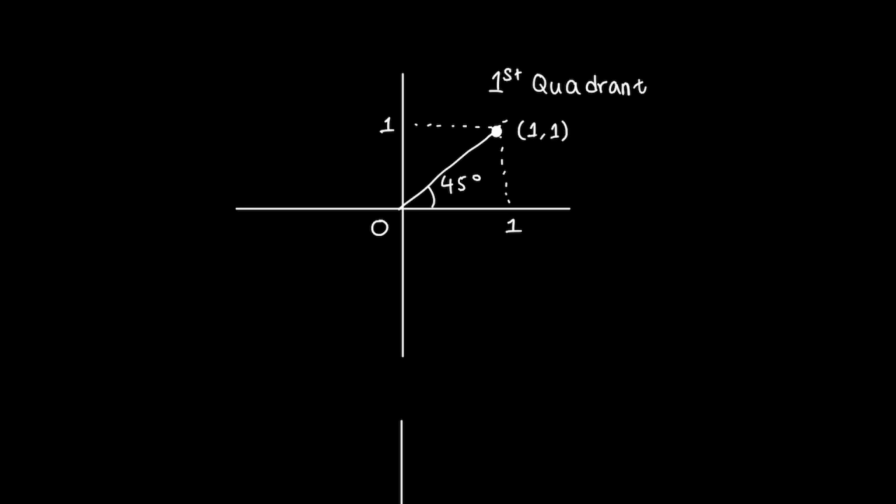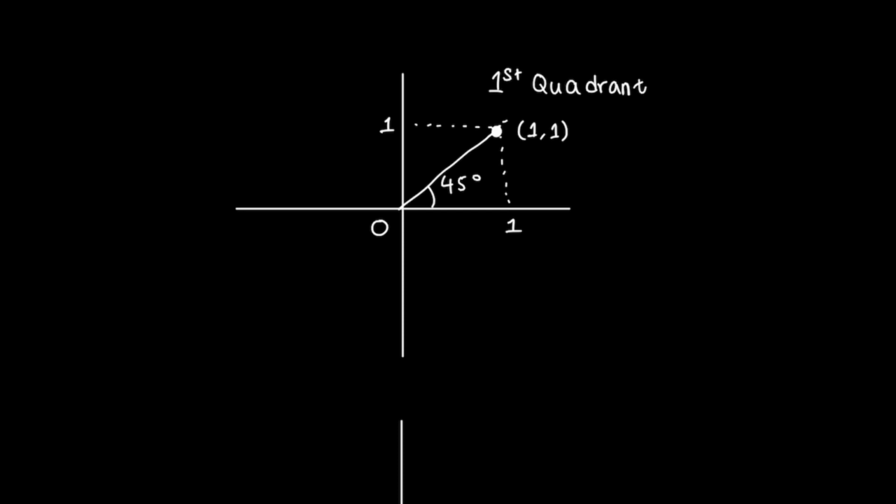Alright, so first we're going to look at the first quadrant. We draw a random line in the first quadrant, and let's just assume that the angle is 45 degrees, because at 45 degrees this line can have a coordinate of 1 and 1.